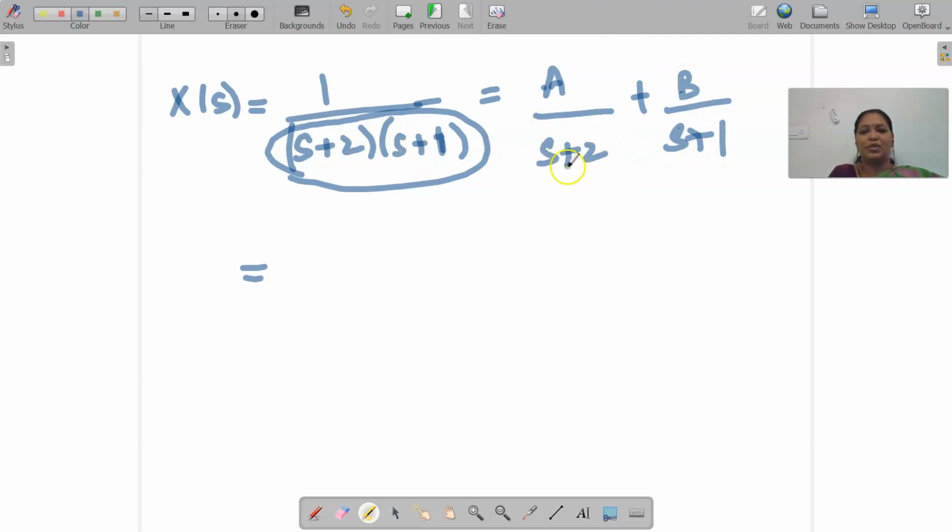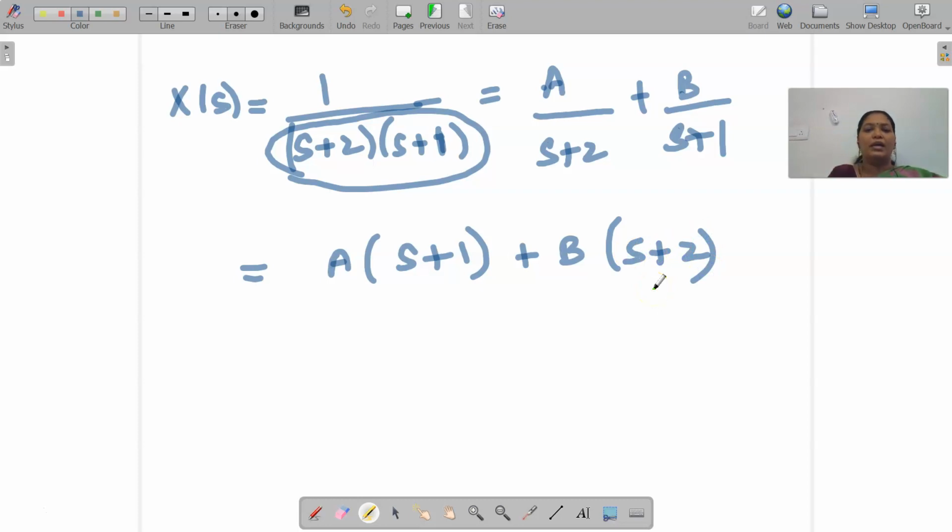Compare this term with s plus 2. Already I have s plus 2. Which term is not there? The s plus 1 term is not there in the denominator, so I have to cross multiply that value. So the A value will be multiplied by s plus 1. Then again, see the denominator term of B and the original term. Already s plus 1 is there in the denominator. Which term is not there? s plus 2 is not there, so that I have to multiply with B.